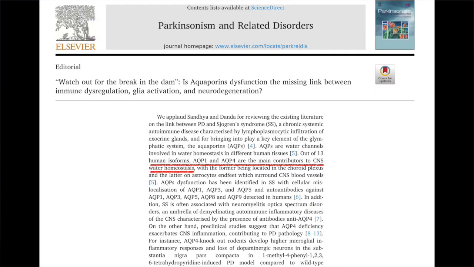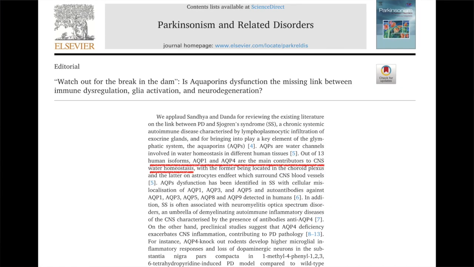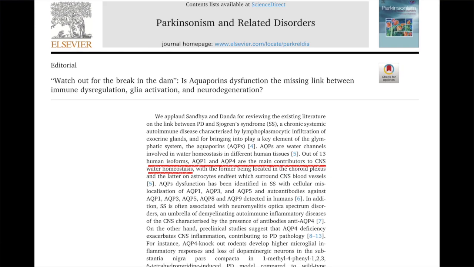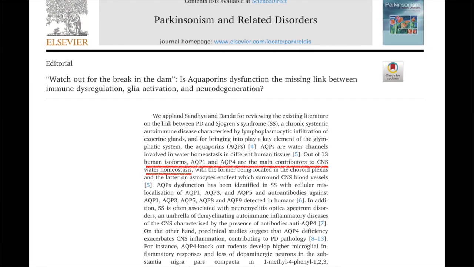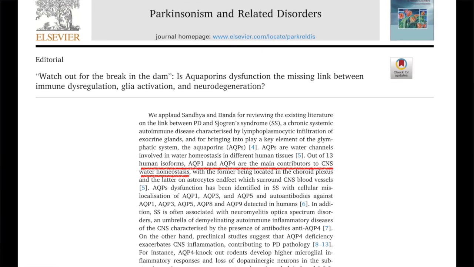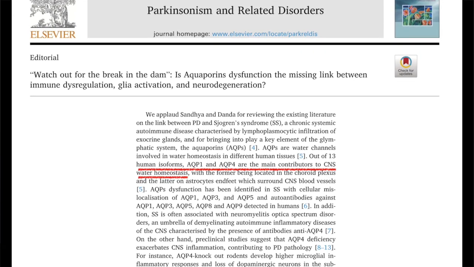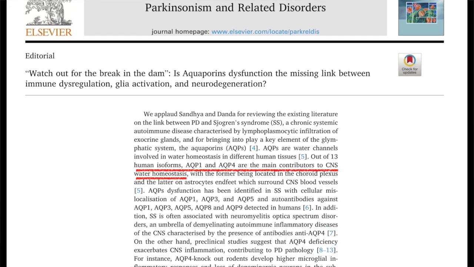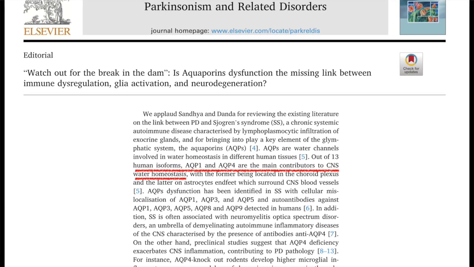Thank you for this question. As Dr. Cilia just mentioned, aquaporins are water channels which are important for the water homeostasis in different human tissues. And we have 13 isoforms in humans, and among them aquaporin 1 and 4 are mainly located at the level of the central nervous system, so are responsible for the water homeostasis at the level of the central nervous system.